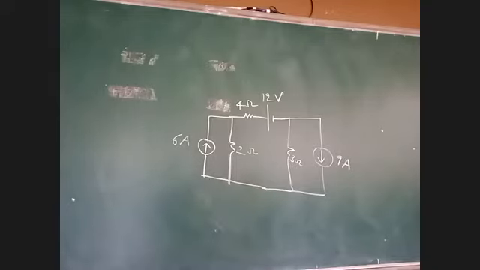So in the problem, draw the circuit. Afterwards we'll discuss. They are asking to convert into single voltage source and single resistance. In the circuit, there should not be any current source. Only voltage source should be there.